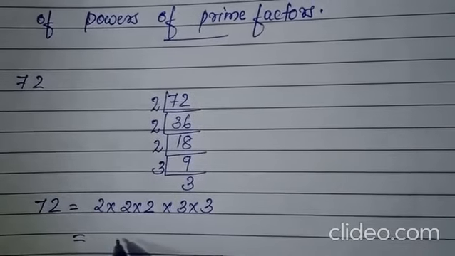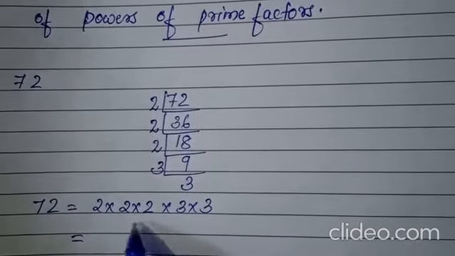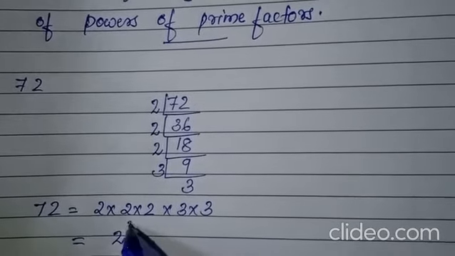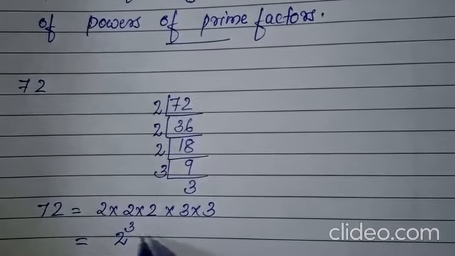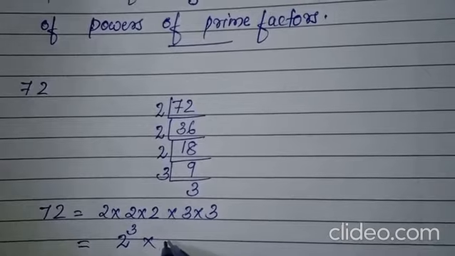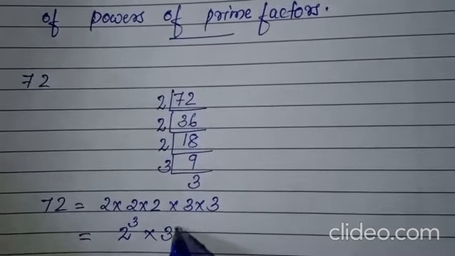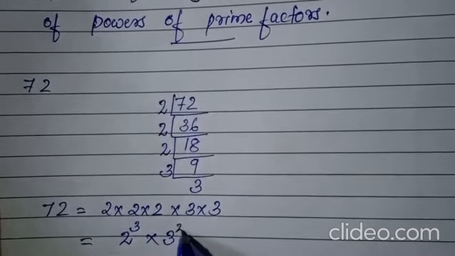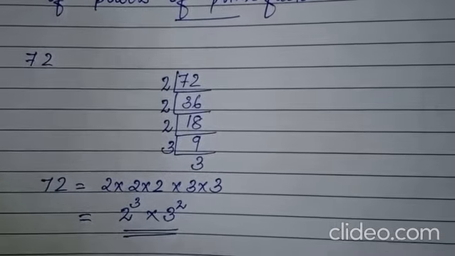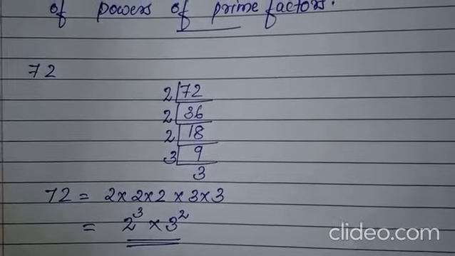So we should write: how many times is 2 there? 2 is there 3 times. So you should write 2 as the base and 3 as the exponent or power. Next, 3 is there 2 times. So 3 as the base and the exponent is 2. In this way we express numbers as a product of powers of prime factors.